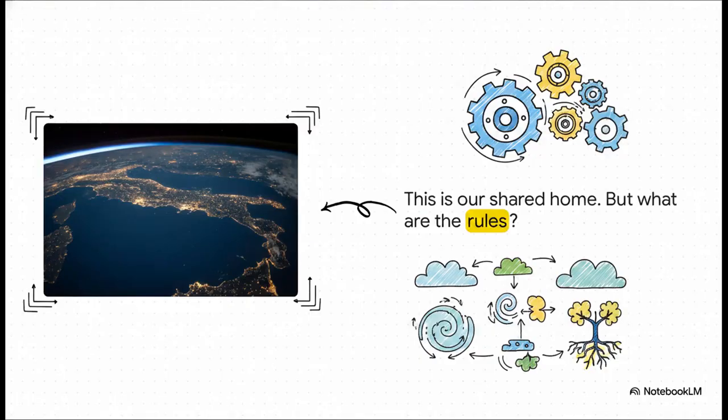I mean, look at that. From way up here, our planet looks so perfect, right? So serene. But down on the ground, this beautiful, incredibly complex machine we call home operates on a really specific set of rules. And figuring out those rules is not just for scientists. It's the first step to making sure we don't accidentally break the very system that keeps us all alive.